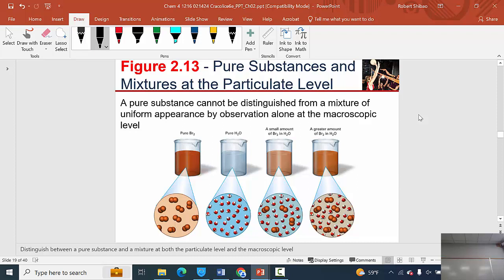And so the mixtures will have variable composition, but the pure substances won't. The pure substances have fixed composition, therefore fixed properties. These are going to have different compositions and different properties. The properties are going to depend on the composition, how concentrated it is.